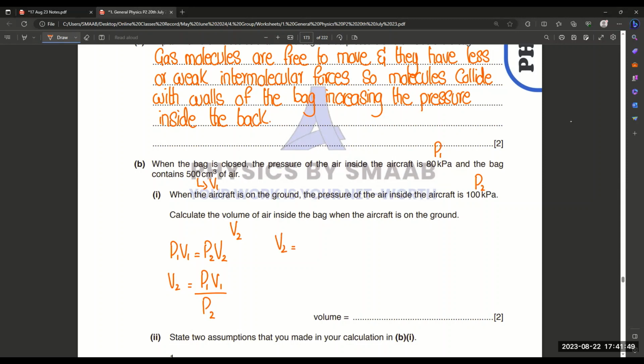P1 is 80 kilo multiply by V1. So this K will automatically cancel out, right? So 400 will be the volume, right? Yeah. So this is the answer, right? Now you can see that again they are asking the same thing for the 4 mark.